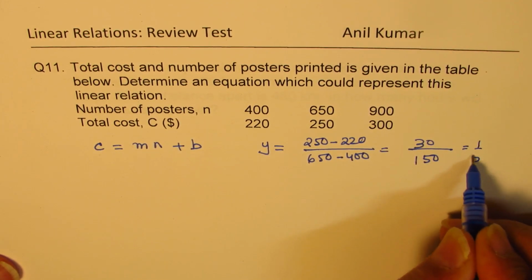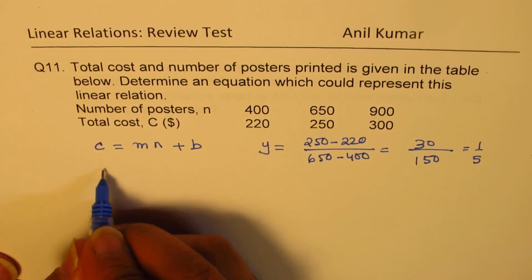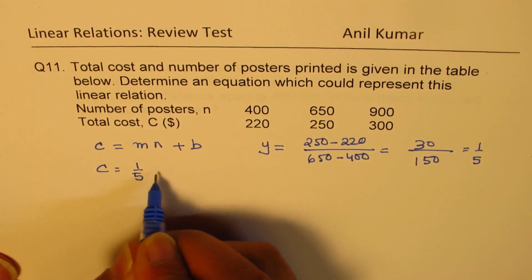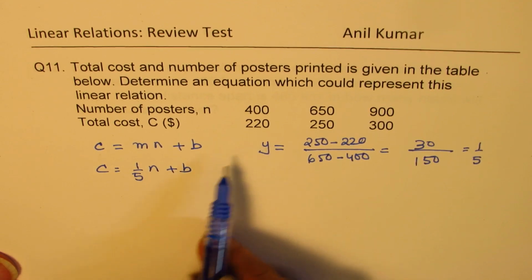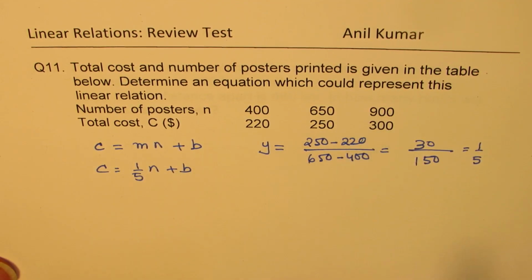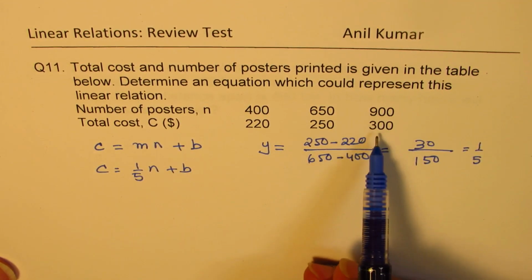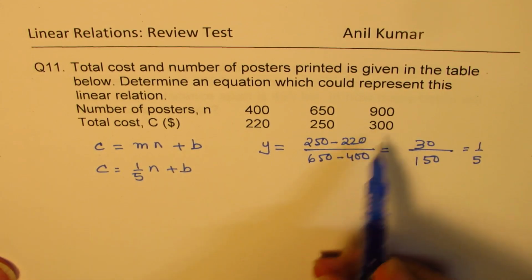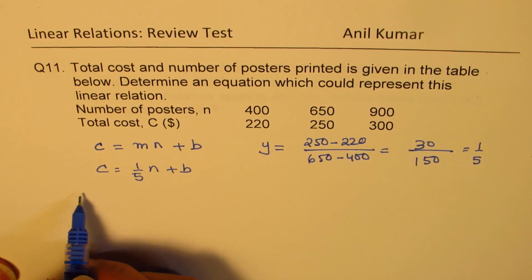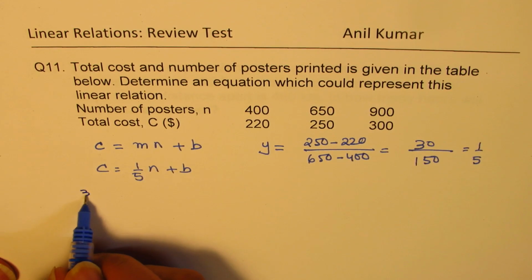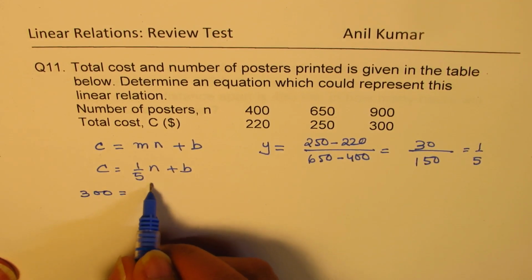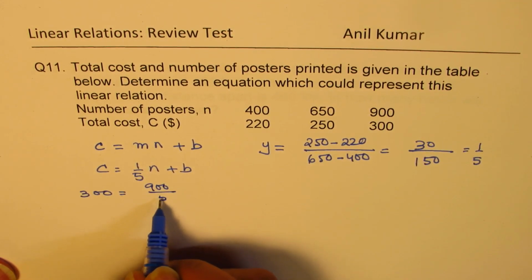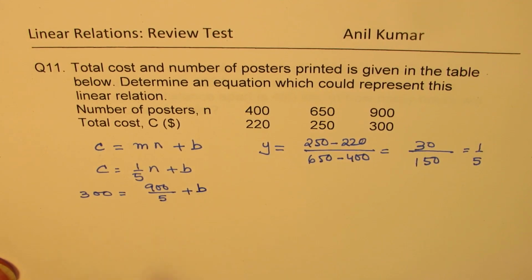Or we get 1 over 5 as the slope. So we get C equals 1 over 5 n plus b. To find the value of b, we could substitute any one of these values. Let's substitute 300 and 900. So we get 300, that is the cost. So we get 300 equals 900 over 5 plus b.